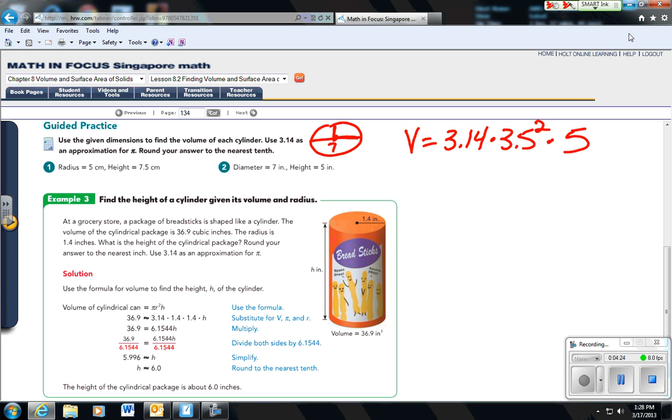Now you use your calculator to do all the work: 3.14 times 3.5 squared times 5, and we get 192.325. They're asking us to round to the nearest tenth. When we do that, we get 192.3. The 2 is not big enough to change the 3, and it's inches, and since it's volume, inches cubed. 192.3 inches cubed. So that is finding the volume of cylinders.